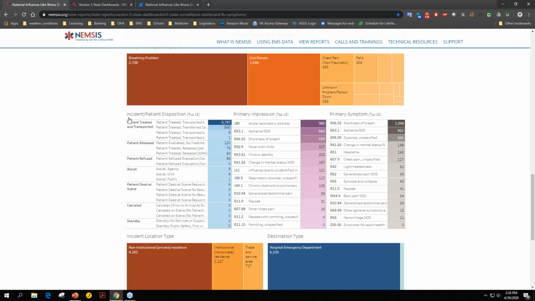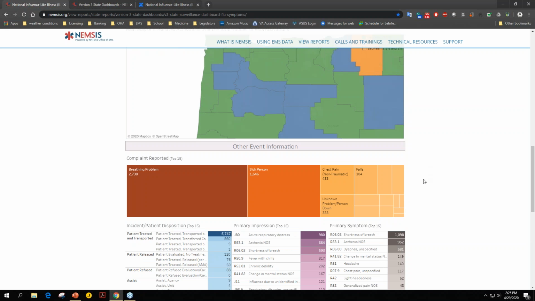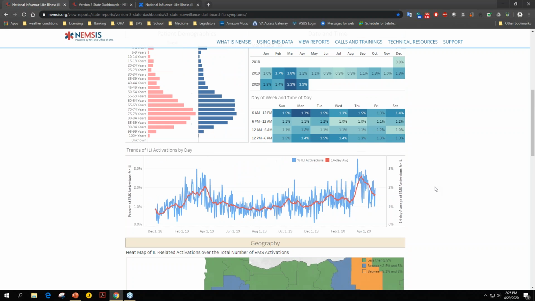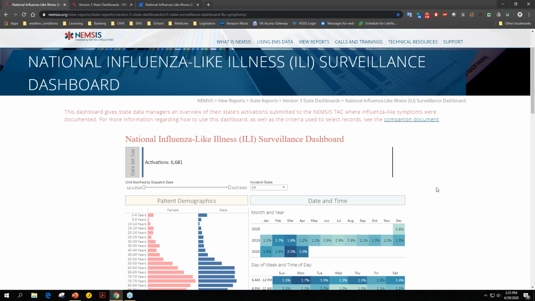We can also look at the patient dispositions. Scary number of patients actually are patient refused, patient released, and we can drill down into those charts to see exactly what's happening there. And then provider's primary impression and the primary symptom. Acute respiratory distress. This is basically altered mental status or lack of energy, weakness are the big two ones. And so all this data helps us drive our policy making. It helps us drive our decision making.